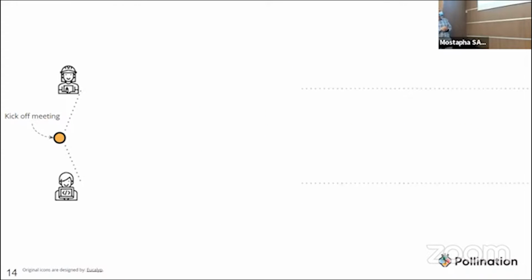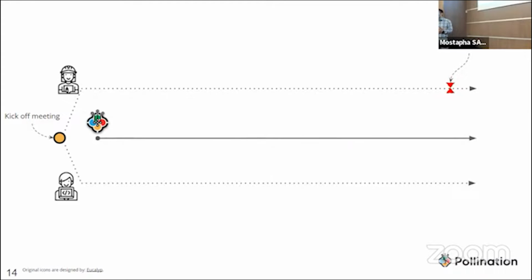So how do we want to solve this? The way we want to solve this with Pollination is, Pollination stands in the middle as a web-based platform that allows you to interact using web technology.